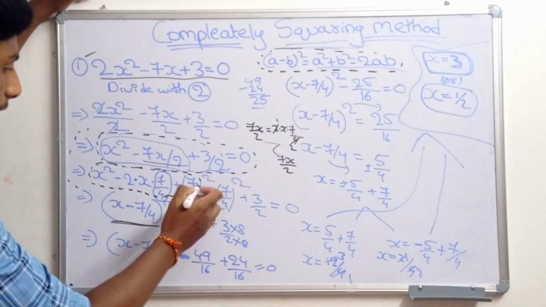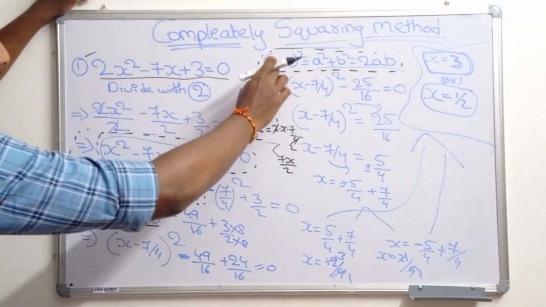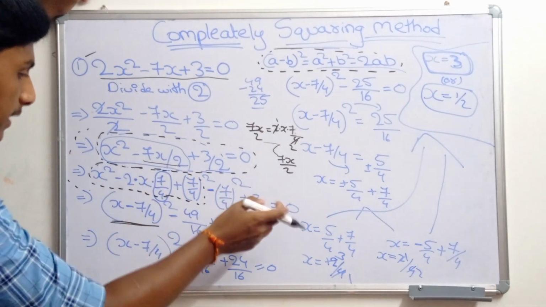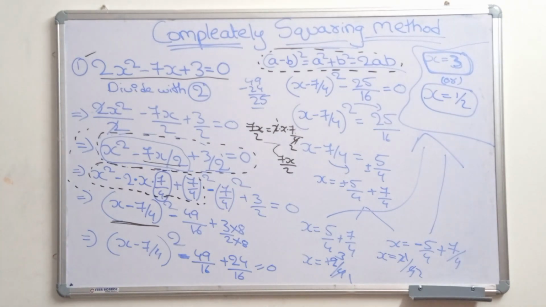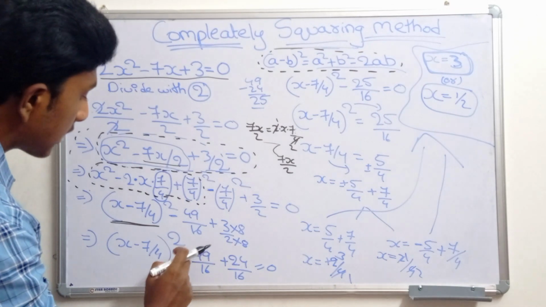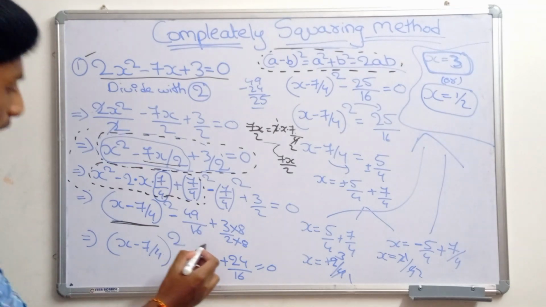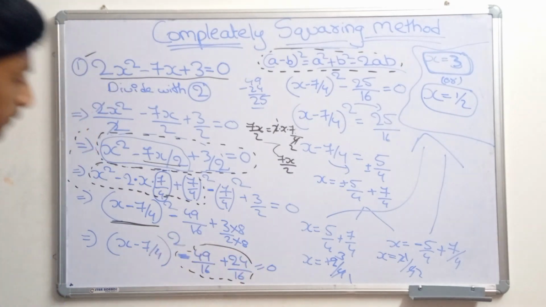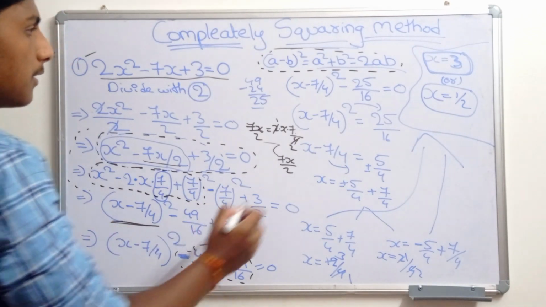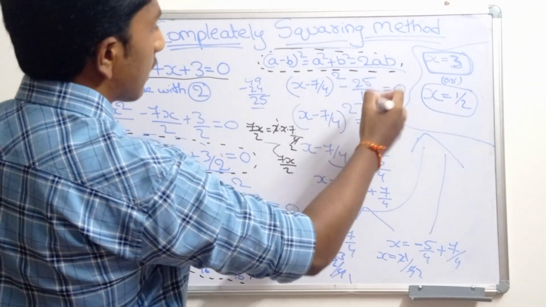Okay, guys. Now I have split this term in this way. Now again I have written it in the form of a minus b whole square. So minus 7 by 4 whole square plus 3 by 2. I have taken the LCM as 16. So I am getting minus 49 by 16 as it is, plus, after taking the LCM, 24 by 16. Now I have solved this term, guys. I am solving this term normally. Minus 49 plus 24 means minus 25 by 16.